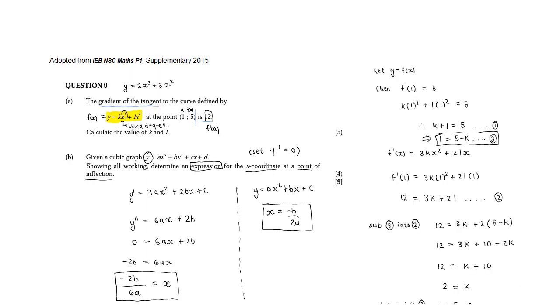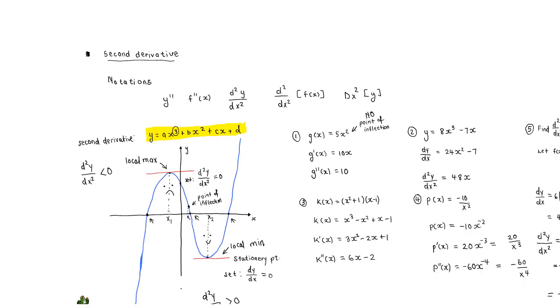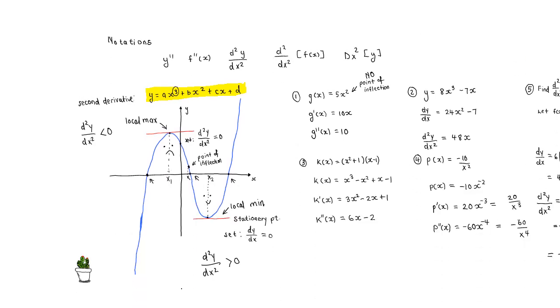Just a quick note, notice that this is from the IEB curriculum. If you're doing the CAPS curriculum, you are most probably not going to use this expression. Under the CAPS curriculum, what they want you to know is that in order to locate your x coordinate at your point of inflection, you set d squared y by dx squared equal to 0.